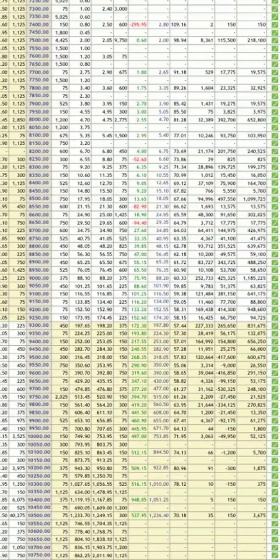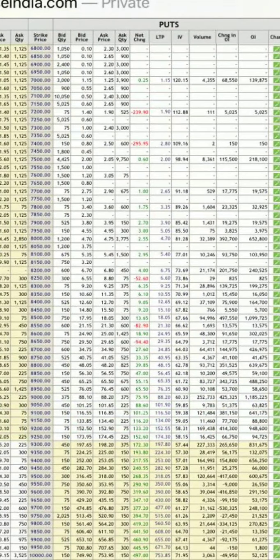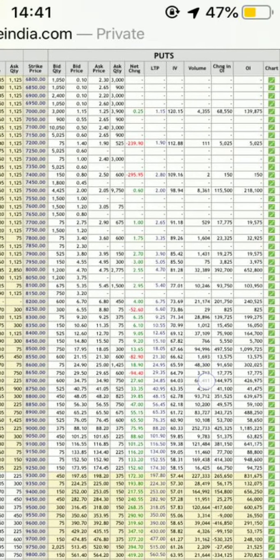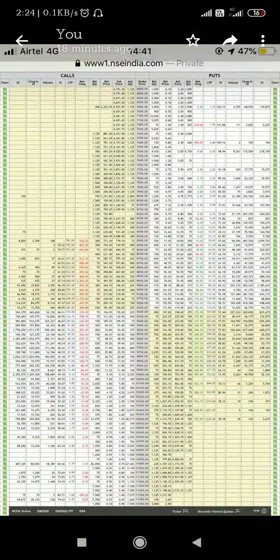Now let's see the put side. On the put side, as you can see, the 9000 level is acting as a very good support zone, as it has the maximum OI and also the maximum change in OI, that is 4,25,000. So there are many people writing the put at this particular level, that is 9000, and many people are expecting that Nifty 50 should not go below the 9000 levels.